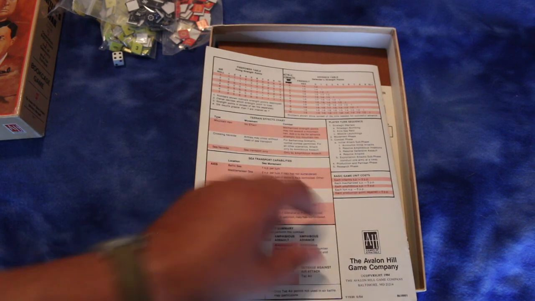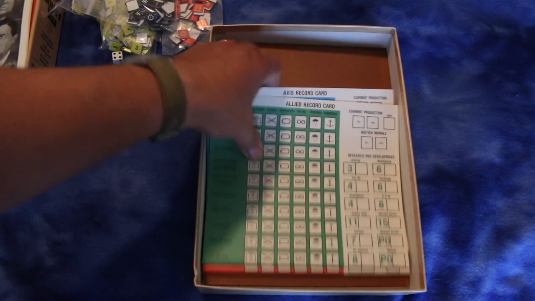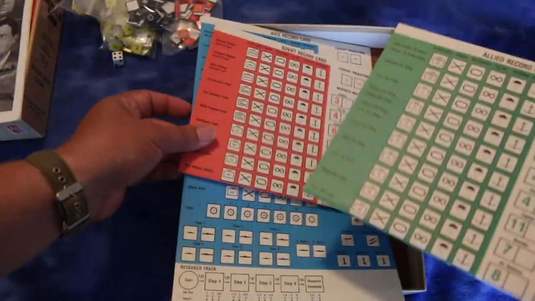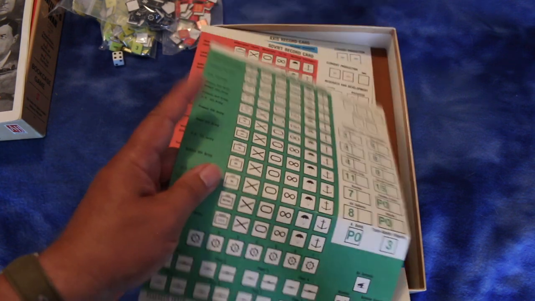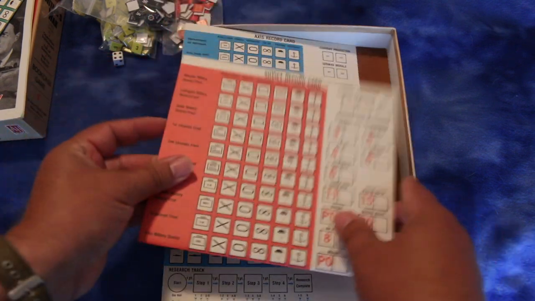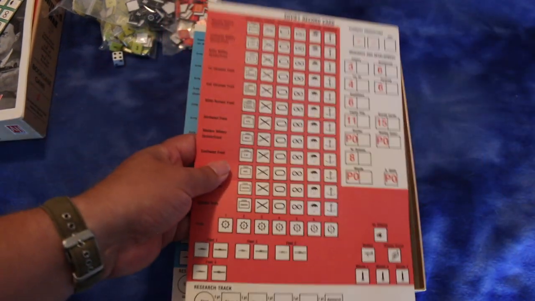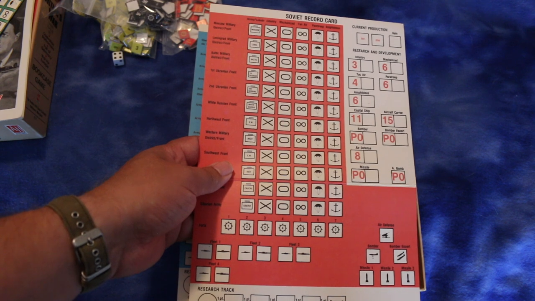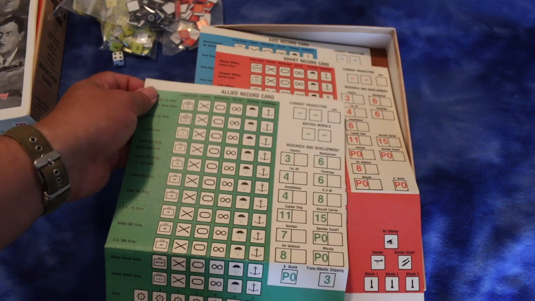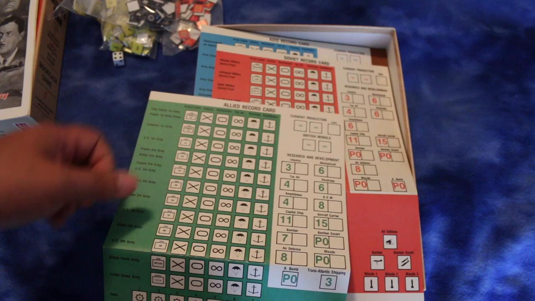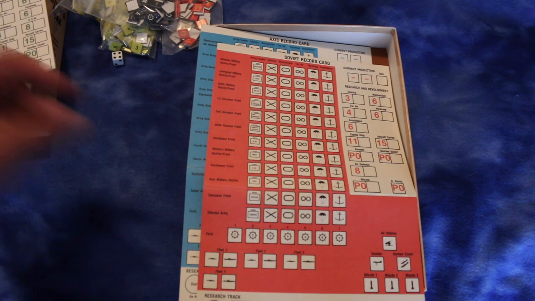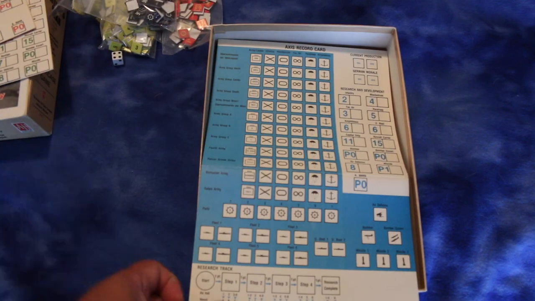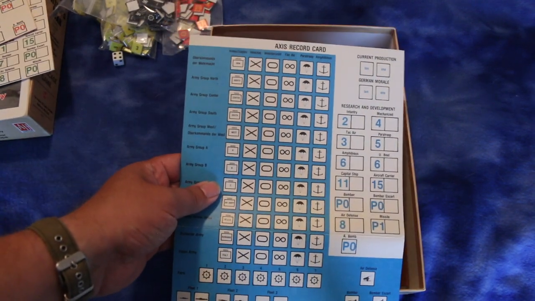Cool. And here's your basic unit costs. You have, what's this right here? An Allied record card. Soviet record card. So they're considering this, this is actually bad terminology because Allies actually included the Soviets, so they mean Western European front Allies there. Now you've got Soviet record card. And then Axis record card.